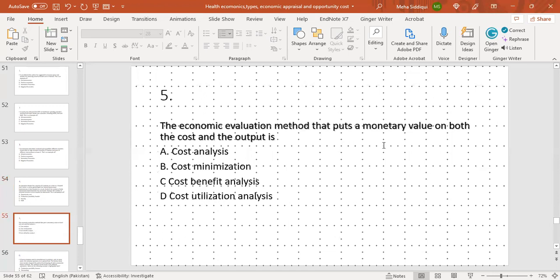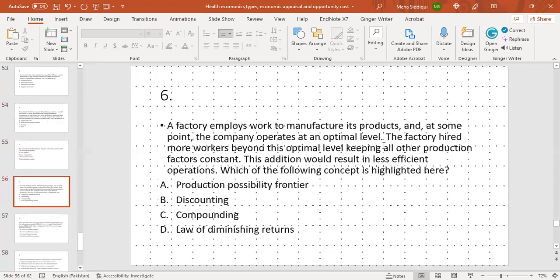MCQ number 5. The economic evaluation method that puts a monetary value on both the cost and the output is cost analysis, cost minimization, cost benefit analysis, cost utilization analysis. C. Yes, C is the right option.